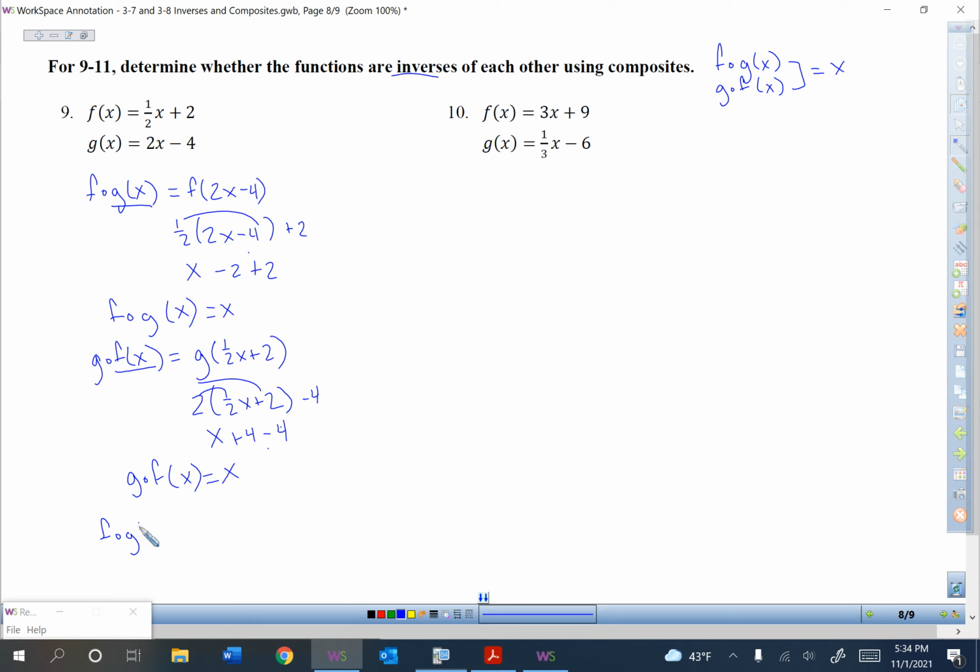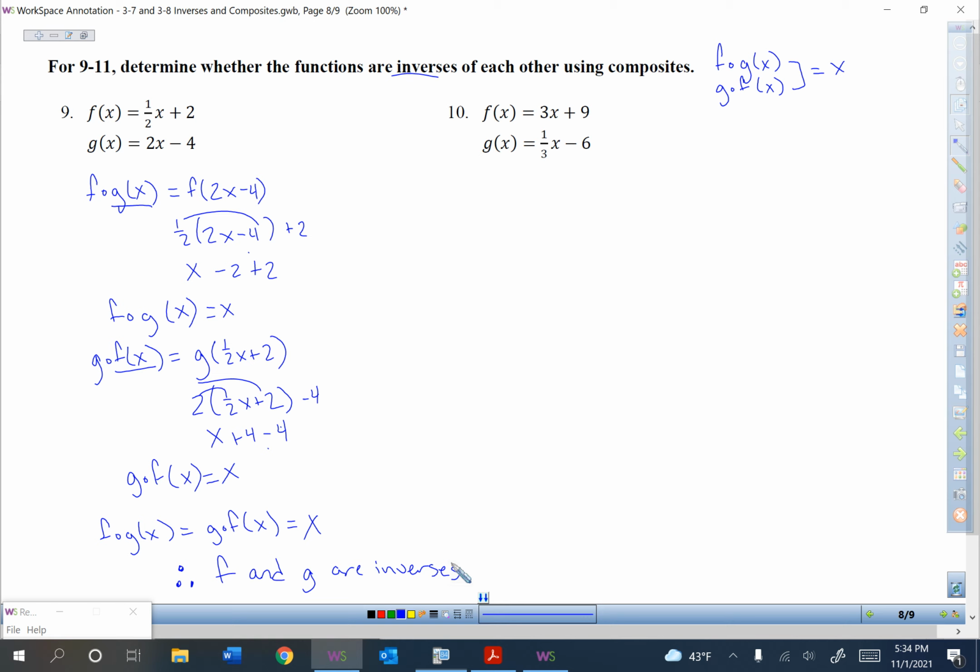We just used composites to show that f of g of x was equal to g of f of x, and they both equaled x, so we can say that the equations are inverses. So I want you to say, therefore, f and g are inverses. It's like a little proof. Both of them have to be true for the inverses to happen.